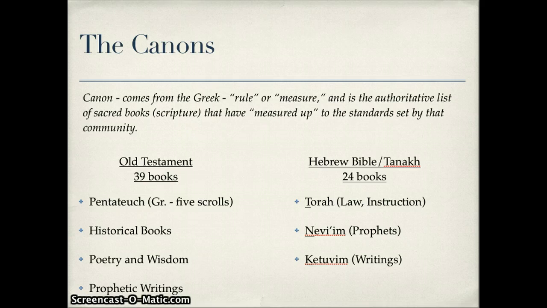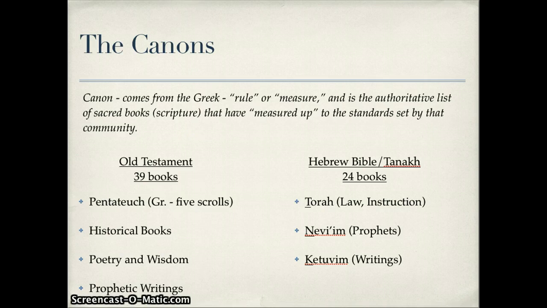So the Old Testament for Christians, specifically the Protestant Christian tradition, they established 39 books as authoritative for that tradition. And the way they're divided up in the Old Testament is in 4 divisions. The first is the Pentateuch, which is Greek for 5 scrolls. And there are 5 books in the Pentateuch: Genesis, Exodus, Leviticus, Numbers, and Deuteronomy.